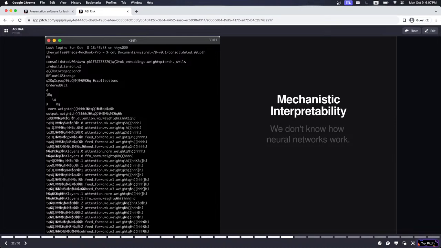So a related alignment problem is mechanistic interpretability. This is a screenshot from my terminal. I took a shot of it yesterday. This is what happens when you cat the output of a large language model. These are the weights for Mistral 7B Instruct, which is an open source language model that I mentioned earlier. You might notice that they're very hard to interpret. And in fact, if it were to keep scrolling, you would see just a whole bunch of gibberish characters.